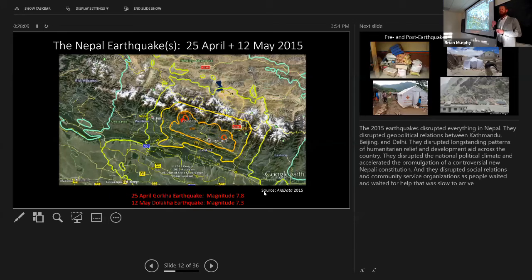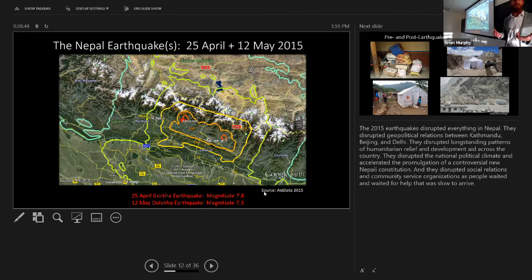Several months later, earthquakes struck Nepal. The 25th of April and the 12th of May, first a 7.8 magnitude earthquake, followed by a 7.3 magnitude earthquake. And these disrupted really everything in Nepal. They disrupted geopolitical relations between Kathmandu, Beijing, and Delhi. They disrupted longstanding patterns of humanitarian relief and development aid across the country. They disrupted the national political climate and accelerated the promulgation of a controversial new constitution.